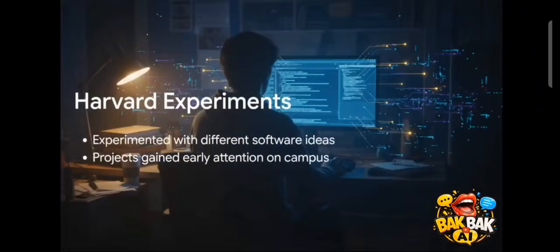And Mark saw this gap crystal clear. He started experimenting with different software ideas to tap into that campus desire. He wasn't just sitting around theorizing, he was coding and actually deploying these things. He created side projects that started gaining serious real-world attention on campus. It was building local momentum and proving, without a doubt, that his ideas could genuinely capture people's interest.